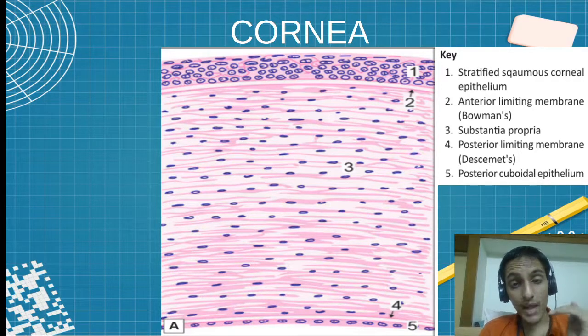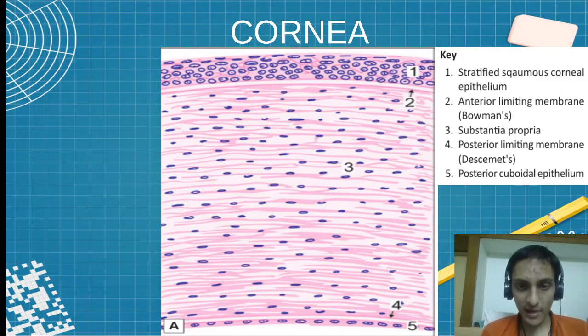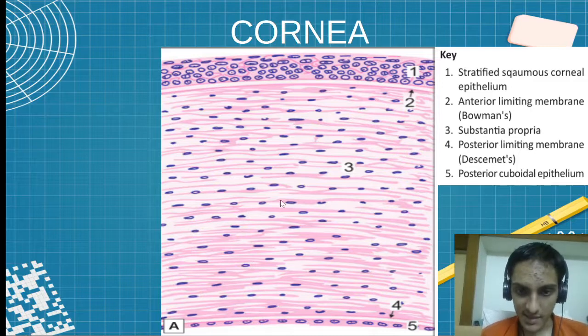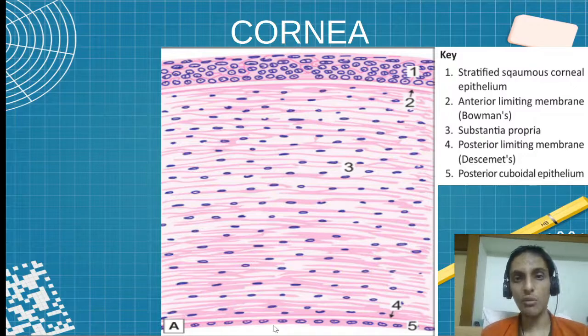And please, this is very important. Please remember these 5 layers. I am repeating once again all the 5 layers. So this is the stratified squamous corneal epithelium. This is the anterior and the posterior limiting membrane. So this anterior one is called Bowman's membrane. Posterior one is called Descemet's membrane. This whole thing is called the substantia propria, or the substance proper, or the cornea proper. And this one over here, this is posterior cuboidal epithelium.